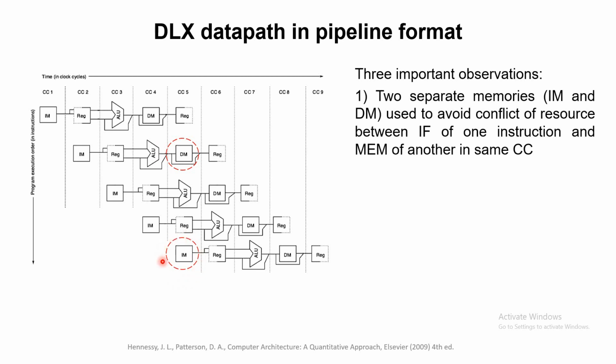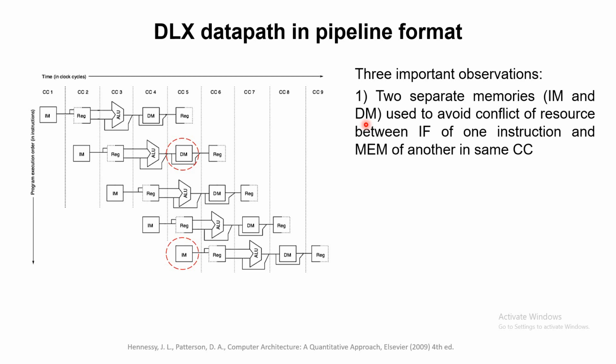If a processor has only one type of memory, not separate memories for data and instructions, both cannot be accessed at the same time. That is why we require two separate memories: one is instruction memory, another is data memory. Sometimes instruction memory is also called the program memory, or the code memory. To avoid the conflict of resources between the instruction fetch and the memory access, we require two separate memories, instruction memory and data memory, under the Harvard architecture.